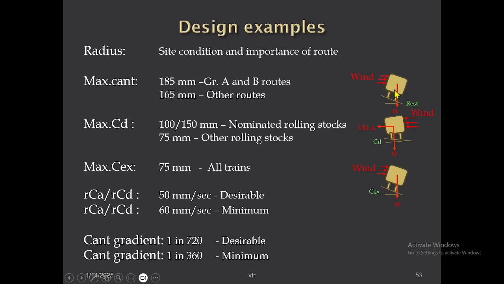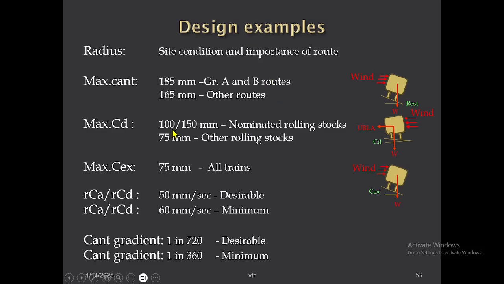Also, in the case of goods trains, sometimes there will be empty wagons. When an empty wagon is at rest, the outer wheel will be floating, because the load distribution is towards the inside because of the emptiness. In the absence of sufficient load, that wheel will be in a floating condition and may try to climb over the outer rail. It may result in derailment. That is why this has been limited to 185 mm in the case of Group A and B routes and 165 mm in other routes.